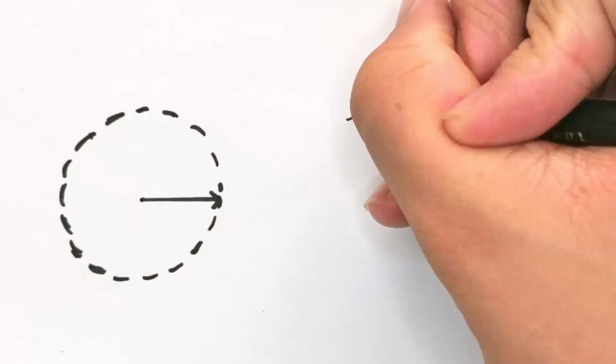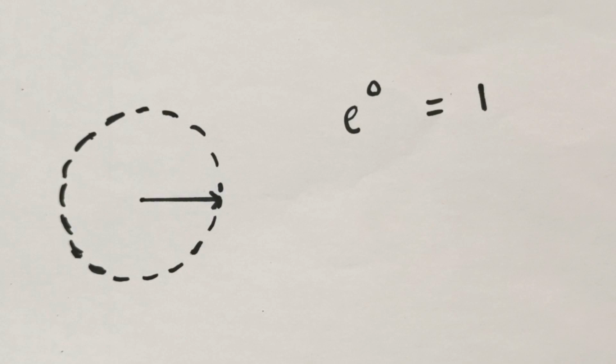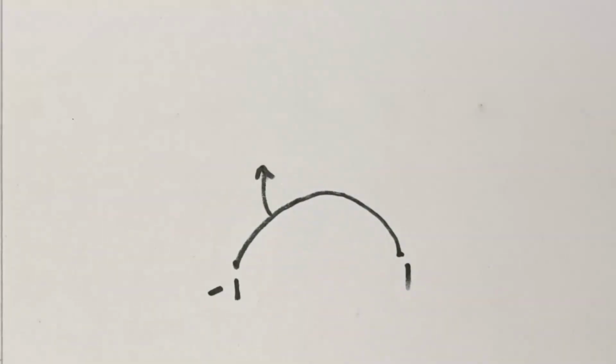But doesn't this setup seem familiar? It's circular motion. Hence, the position vector would trace out a circle as time passes by. Also, because e raised to 0 is 1, the radius of the circle would be 1 unit. Our starting point would be 1 and the destination would be -1. We see that the path the position vector will have to take is a semicircle.